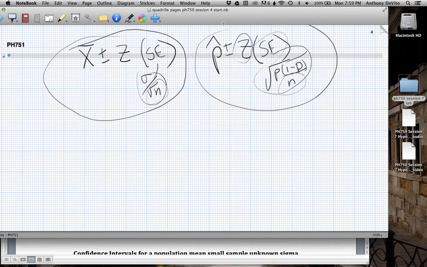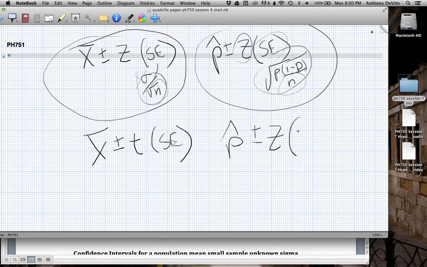Okay, so now the next point is, what if we don't know the standard deviation and it's a small sample? Well, then we're going to use a different formula: X bar plus or minus the t-score times the standard error. And over here, same thing with p cap plus or minus. Well, we're never going to do that. We're always going to use the z-score for a proportion. Why are we always going to use the z-score for a proportion? What was one of the rules, one of the assumptions that we made when we talked about a proportion sample?